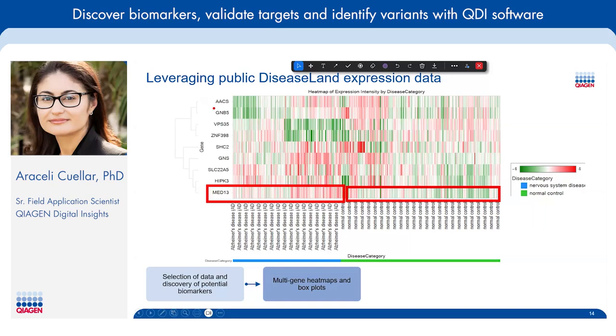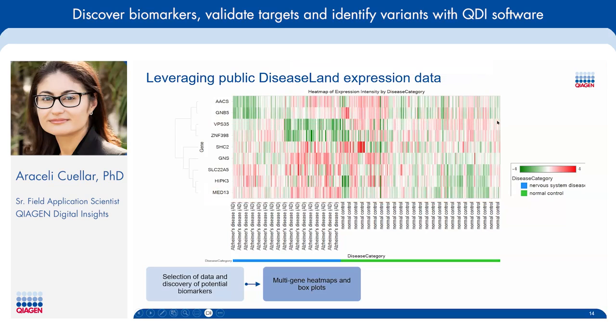And then if we take a look at GNB5, we can see that for the most part, you see a lower expression of this gene in the disease samples compared to the control samples. And so again, visualizing the heat map allows you to take a look at how your genes of interest are expressed across different individual samples that you may be interested in.